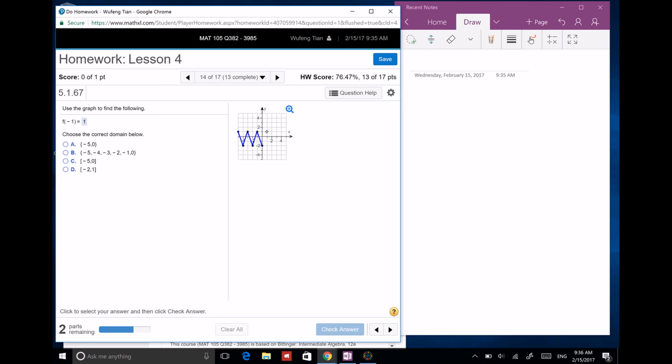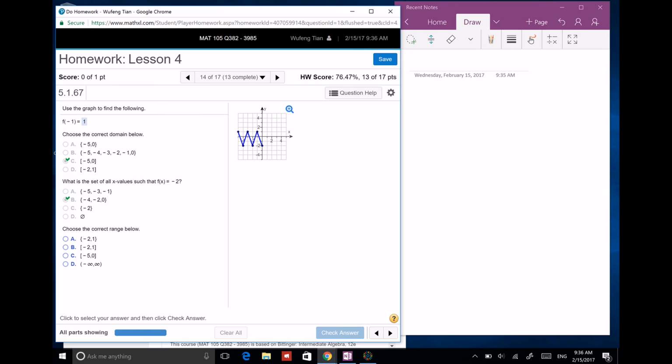And choose a domain. The domain is negative 5, negative 4, negative 3, negative 2, negative 1, 0. Okay. Wait. Oh yes, sorry, it's not discrete, it's continuous. So it's negative 5, 2, 0. It's a set of values such that f(x) equals negative 2. Negative 2 has 3 numbers: negative 2, 0, and negative 4. These 3 numbers will give you y values negative 2. Choose the range. The range is from negative 2 to positive 1. The y values is range.